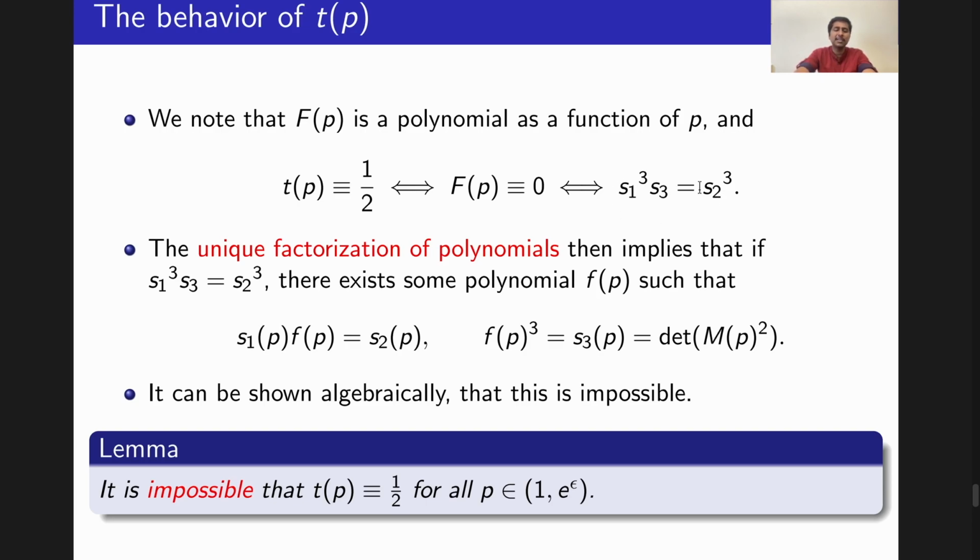Now, since they are polynomials, we can use the unique factorization of polynomials to prove that there exists some polynomial f of P such that s1 times f equals s2 and f cubed equals s3. Now we know what s3, s1, and s2 look like, and we know that s3 is equal to the determinant of M of P whole squared. And we also know the structure of this polynomial over here. Therefore, we can algebraically show that it is not possible for there to be such a polynomial f of P that satisfies these two conditions. Therefore, it follows that it is impossible that T of P is the constant 1/2 function.